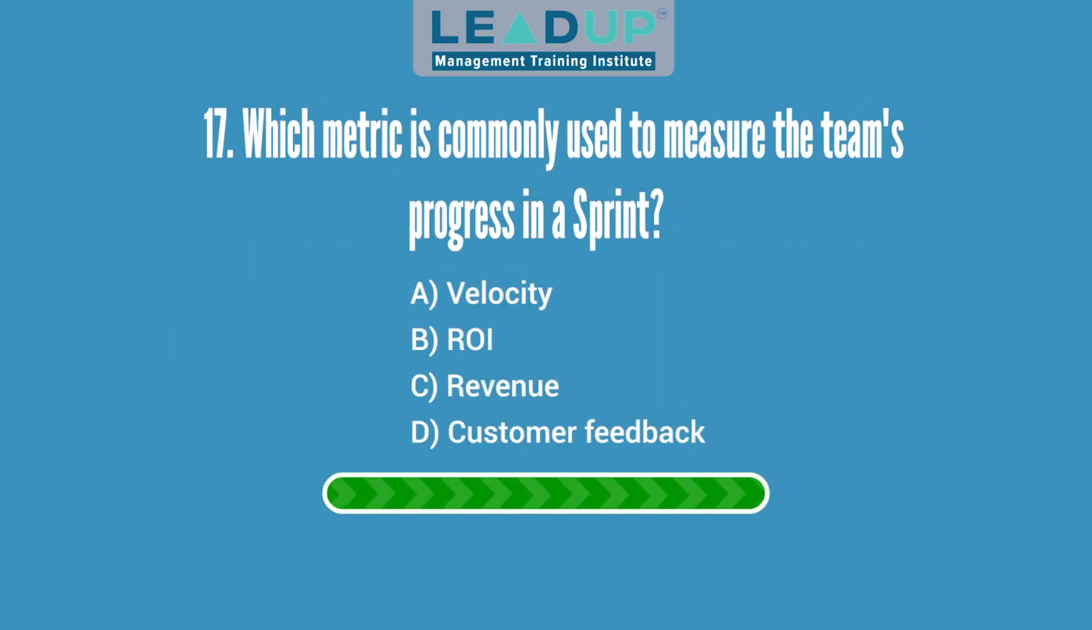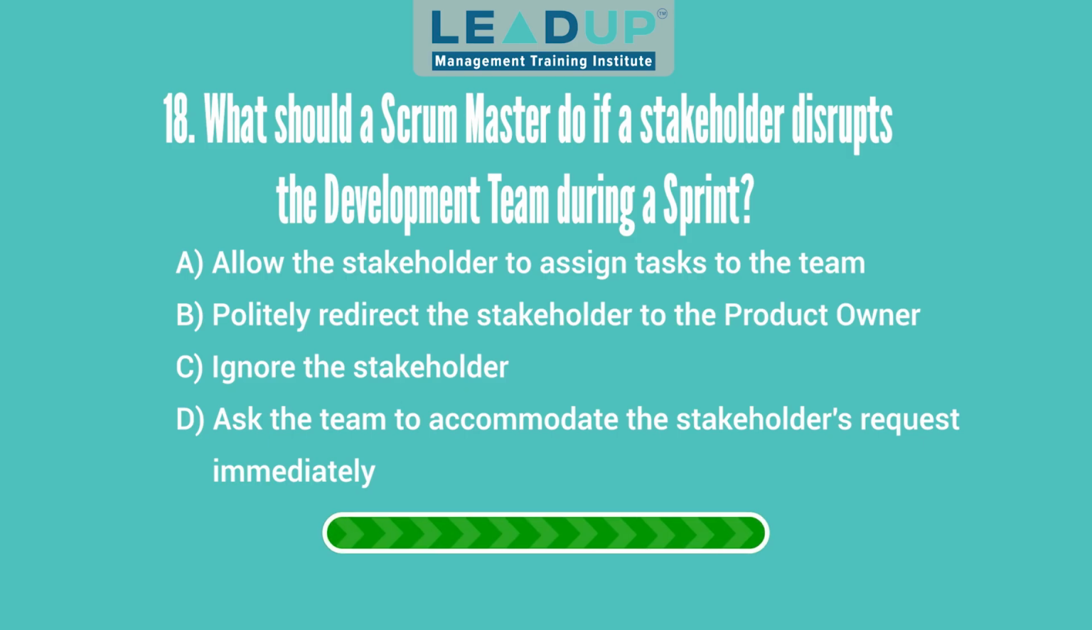Question 17. Which metric is commonly used to measure the team's progress in a sprint? A. Velocity. B. ROI. C. Revenue. And D. Customer feedback. Answer: velocity.